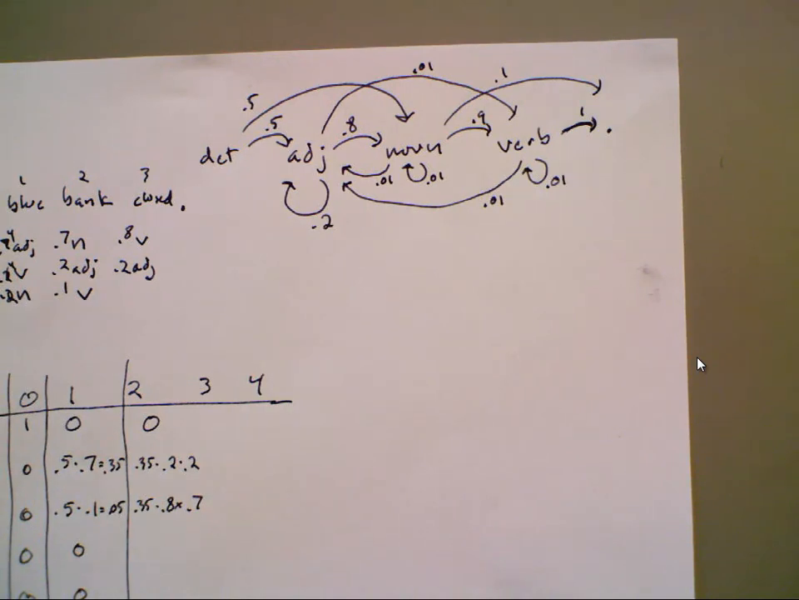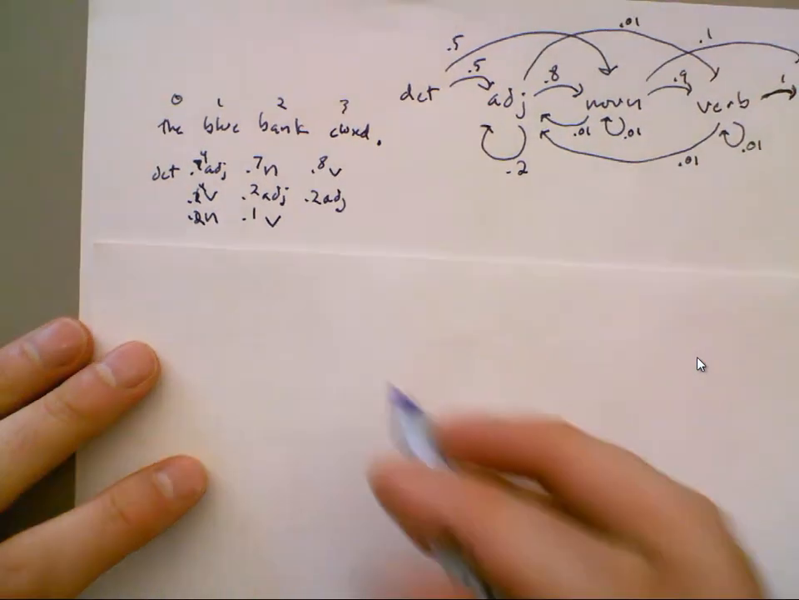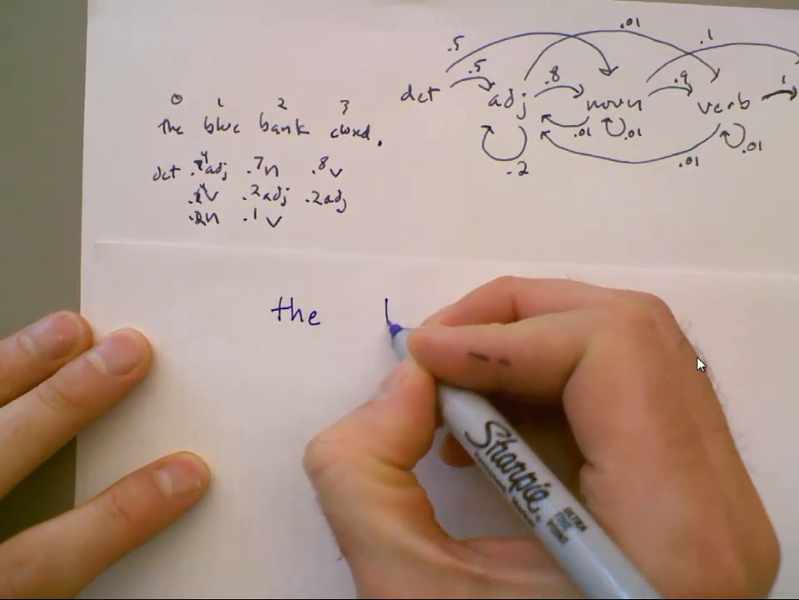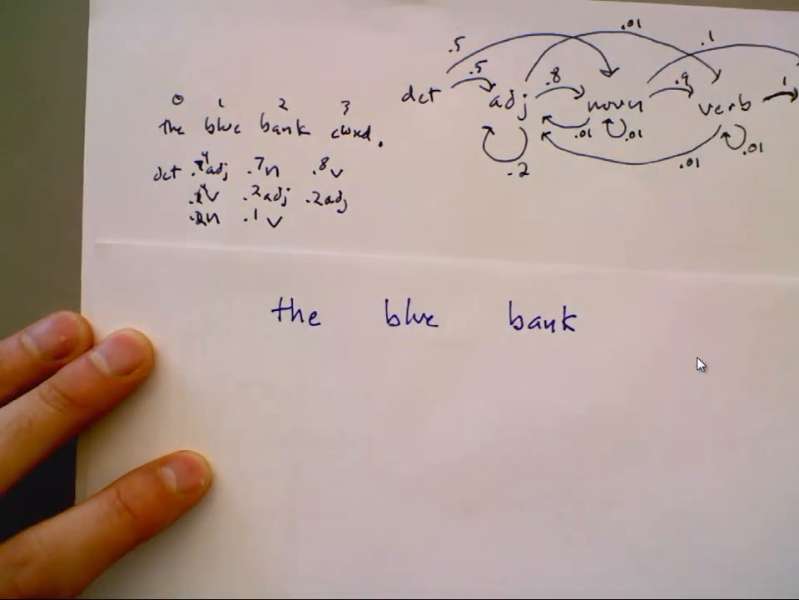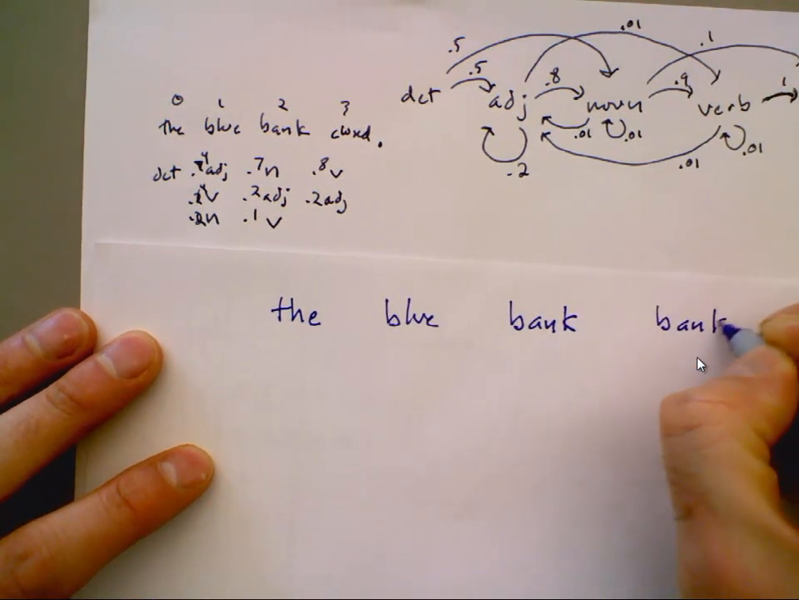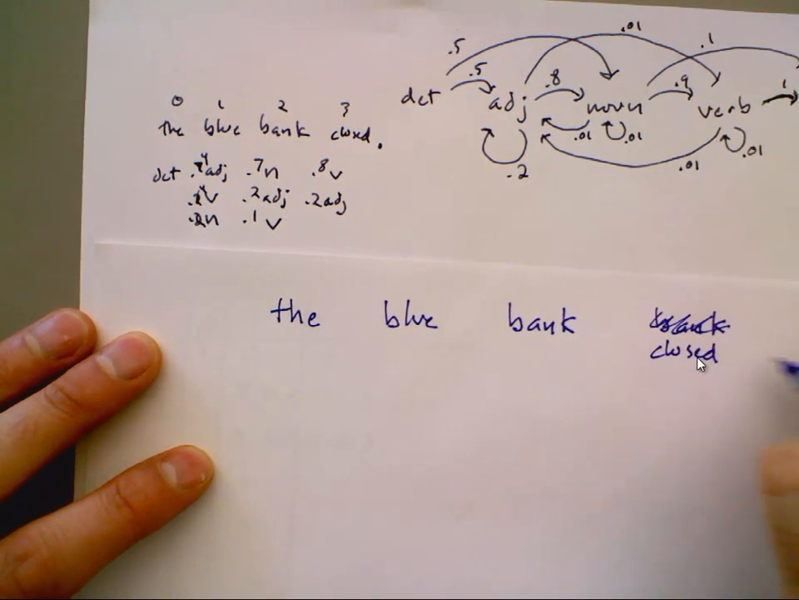Now, what I haven't told you, I should copy this example down in a nicer way. So if it was just a probability 1 of verb going to period, wouldn't that mean that there's only ever one verb in a sentence, and that's always at the end? Yeah. The blue bank. Oops, the blue bank. Blue bank closed. Period.